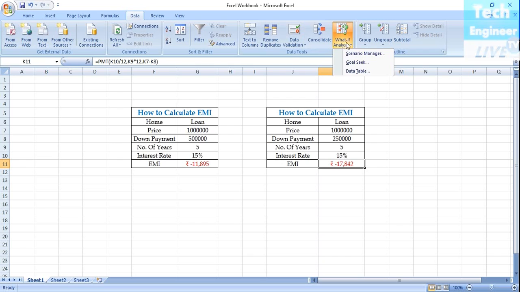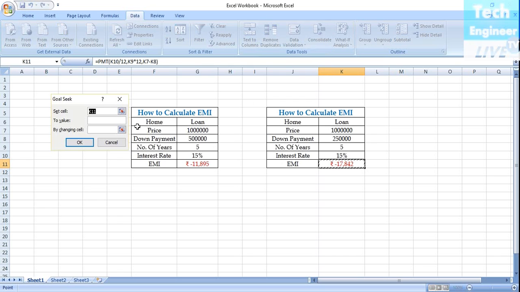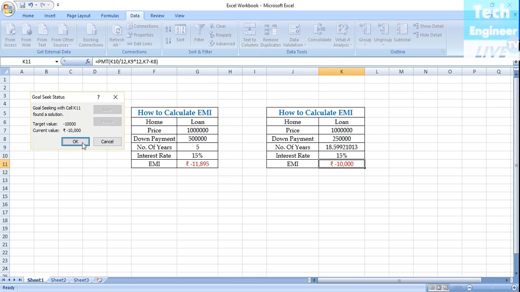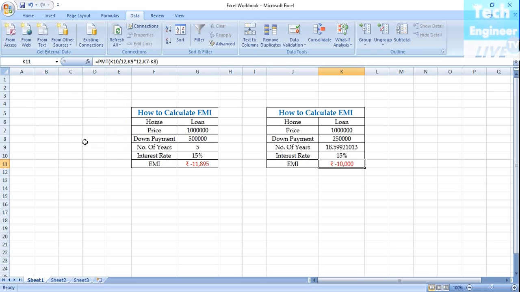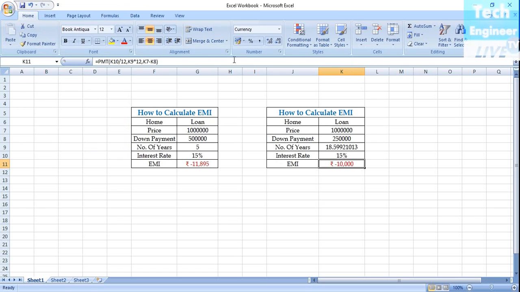So now, What-If Analysis again. For example, if I say my amount will remain 10,000, but I want to change the year. How much time will it take to pay off the amount? This is what the total time will be: 18 years I require to fulfill the entire amount.